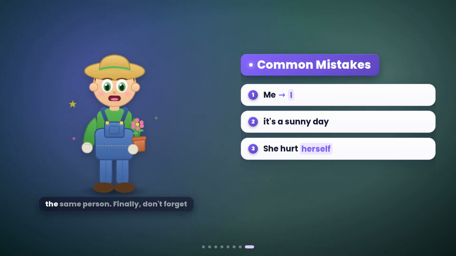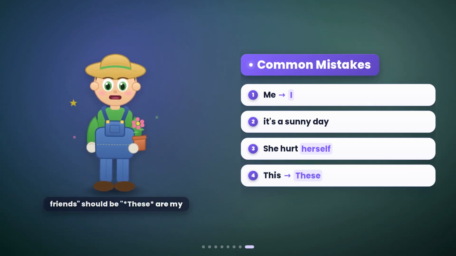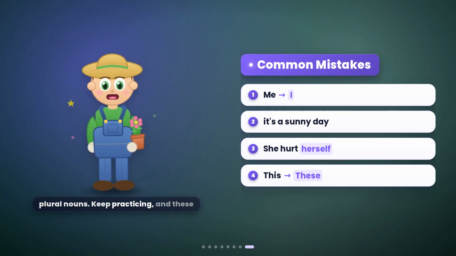Finally, don't forget about demonstratives. Saying "This are my friends" should be "These are my friends," because these is used for plural nouns. Keep practicing, and these will become second nature.